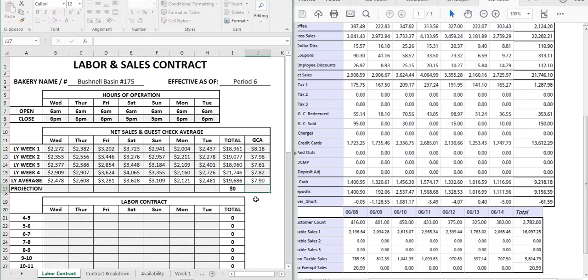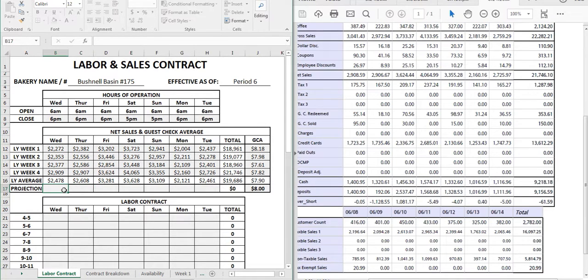So if that was the case, $7.90 plus 10 cents would be $8. So simply put, $8 is my goal and my projection for 2017. So you actually got that information now.